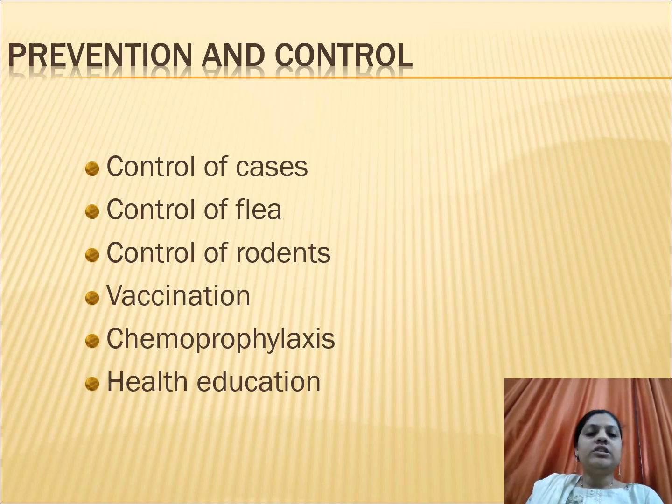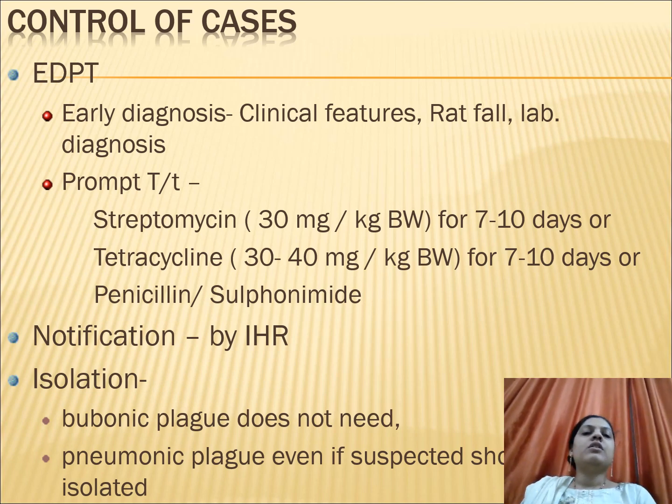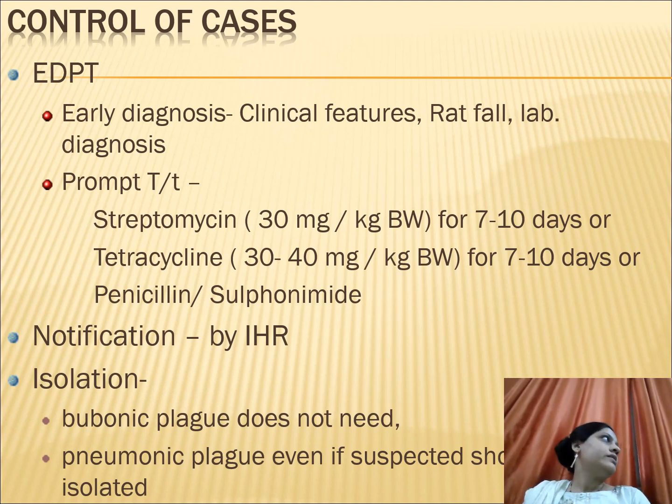Now, how do we achieve prevention and control in the case of an outbreak? We have to do control of cases, control of fleas, and control of the rodents. There are three strategies: vaccination, chemoprophylaxis, and health education for the cases. So let's see each of these. Now first is the control of cases.